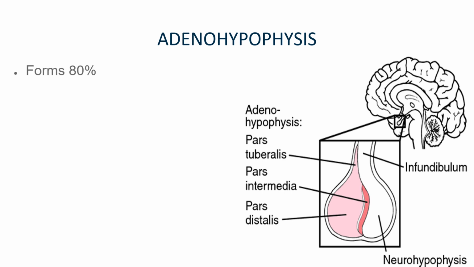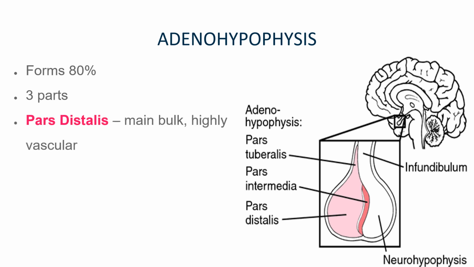Adenohypophysis. The glandular anterior lobe of the pituitary gland is called the adenohypophysis. It constitutes about 80% of the pituitary gland. It can be further divided into three parts, that is the pars distalis, pars intermedia, and pars tuberalis. So pars distalis, you can see it here. This is the pars distalis.